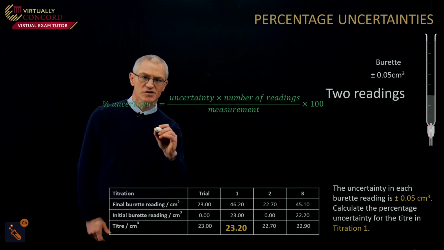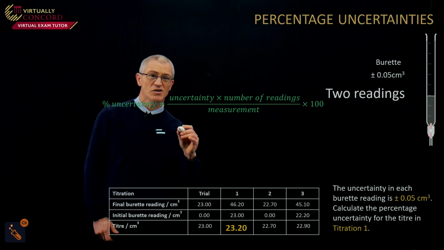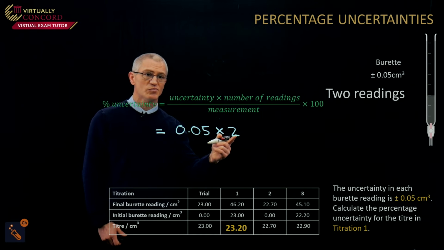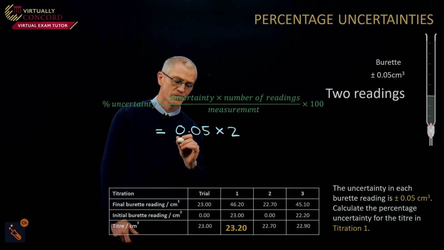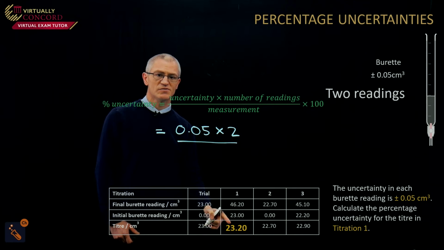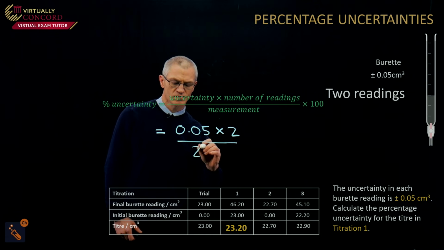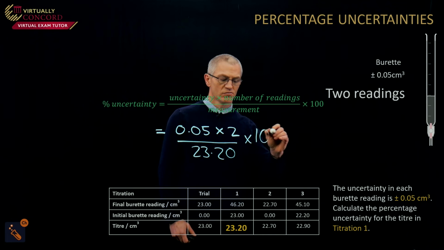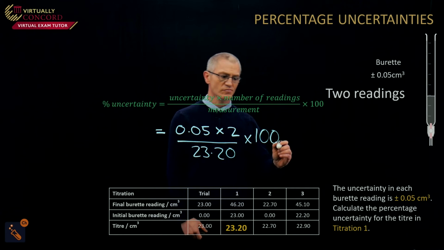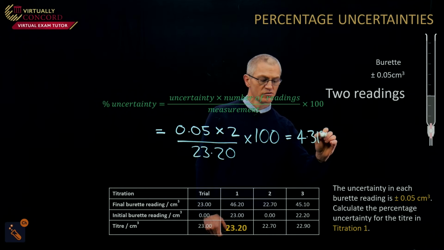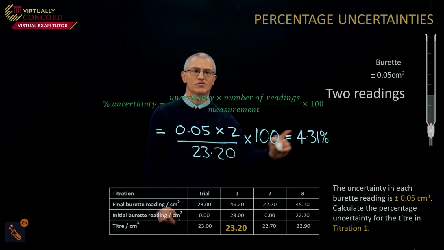So if we take that again, our uncertainty is going to be 0.05, but the number of readings is 2, and that's the bit people miss. 2 readings, so I have to times it by 2. Okay, and then what I do is I divide that by the measurement. The measurement is the difference between the 2 values, which is 23.2. Okay, and then I times that by 100 to get my percentage. Okay, and that ends up being 4.31%. Okay, so we've got 4.31%.